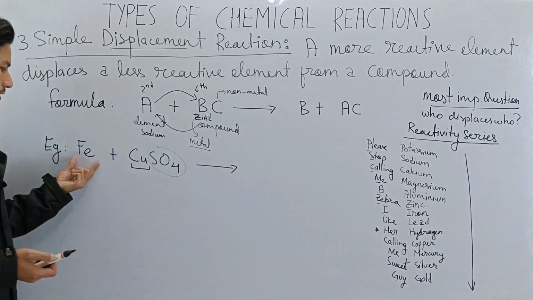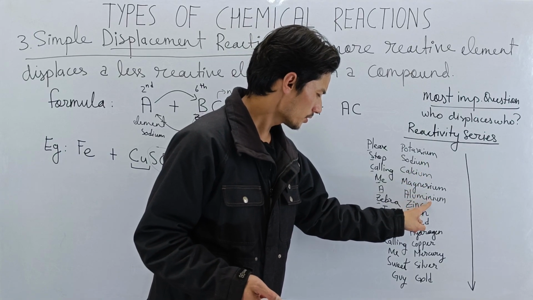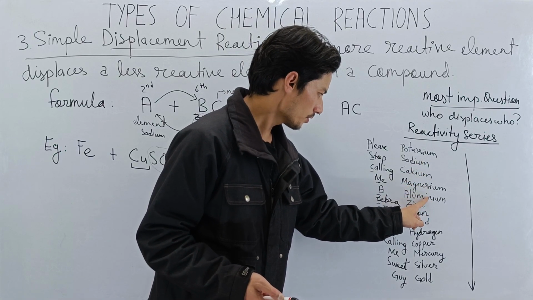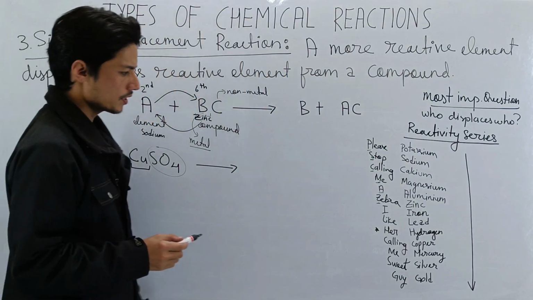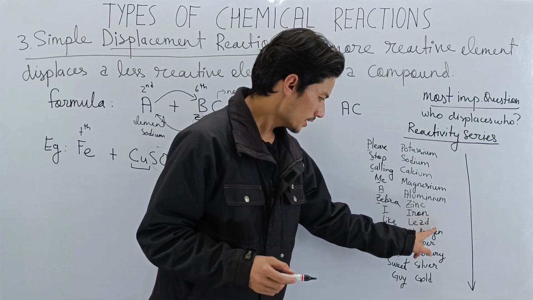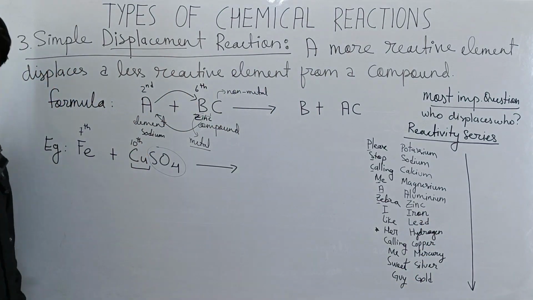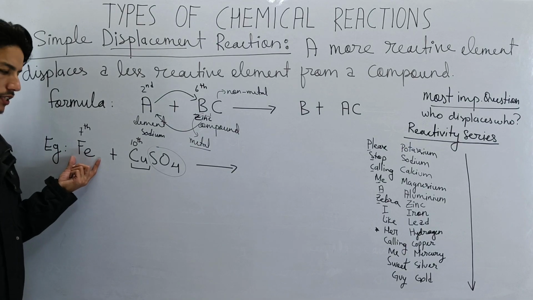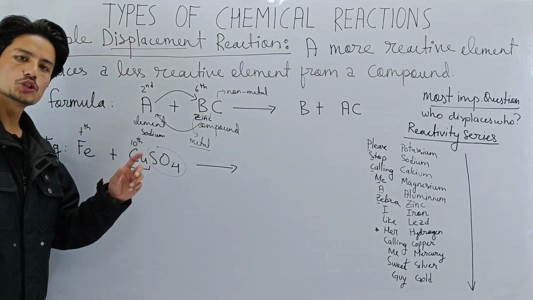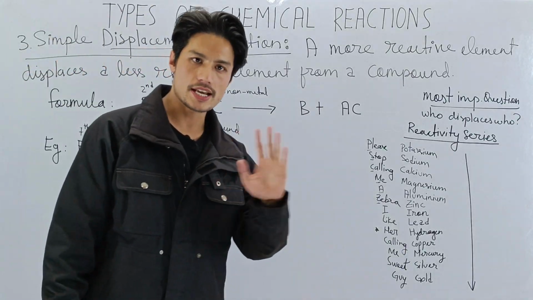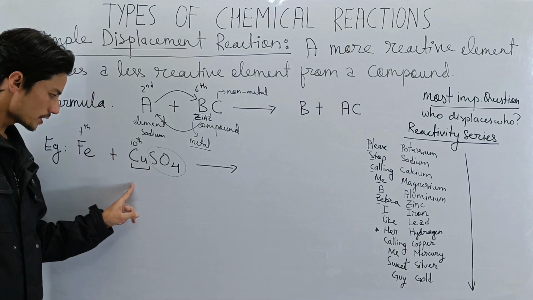Let's see. What is the rank of iron? First, second, third, fourth, fifth, 1, 2, 3, 4, 5, 6, 7. Seventh rank. So iron's rank is 7. Copper's rank is here. If iron is 7, then 8, 9, 10th. So copper is 10th. You know the outcome, right? Iron is more reactive than copper. So will iron allow copper to react with sulfate? No, no chance at all. So iron will go and displace copper.